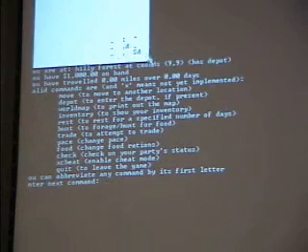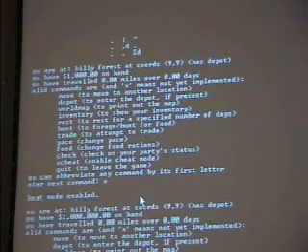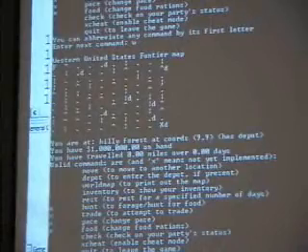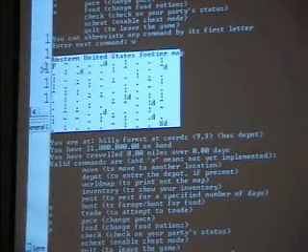So this is the map, and if I hit the X button, which allows me to cheat, it tells me that I now have $1 million, and it actually shows my entire map. So that's what the cheat button does.